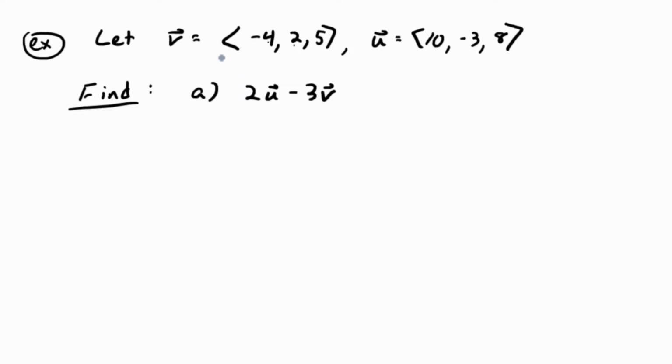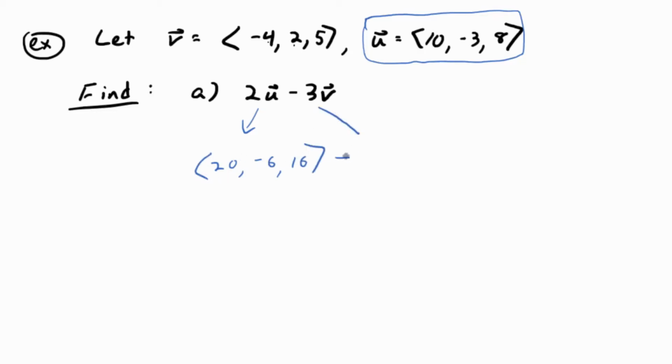So 2, let's see if we can do this in our head. Oh, look at the right thing. I almost looked at the wrong thing. 2u, what would 2u be? 20, -6, 16. So there's 2u. Then minus in between them. What would 3v be? Just triple everything in v. So -12, 6, 15.